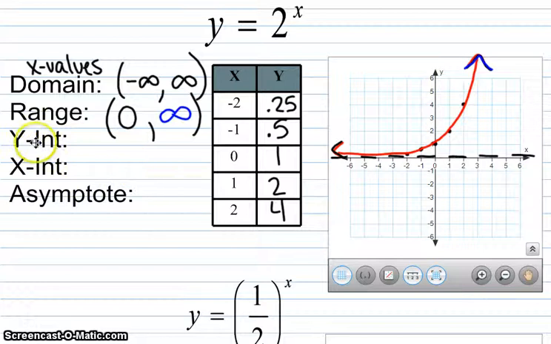Next thing we have is our y-intercept. So if you look, there's two places you can look. You can look here on your table, or you can look here on your graph. And either place you should see it as 1.